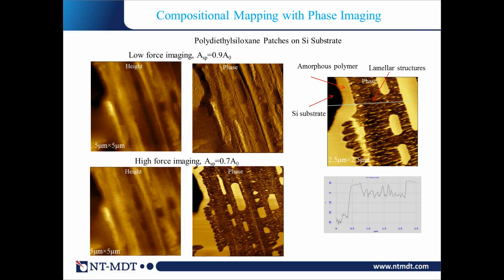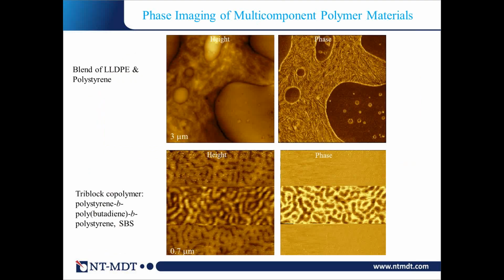Now, I will go through more examples showing that we can do it on different systems with different resolution using phase imaging. These are classical examples you can find in many publications. For example, if you have a blend of two polymers, LLDPE and polystyrene, LLDPE, because it's a crystalline polymer, has lamellas, and you see lamellas in the phase image.